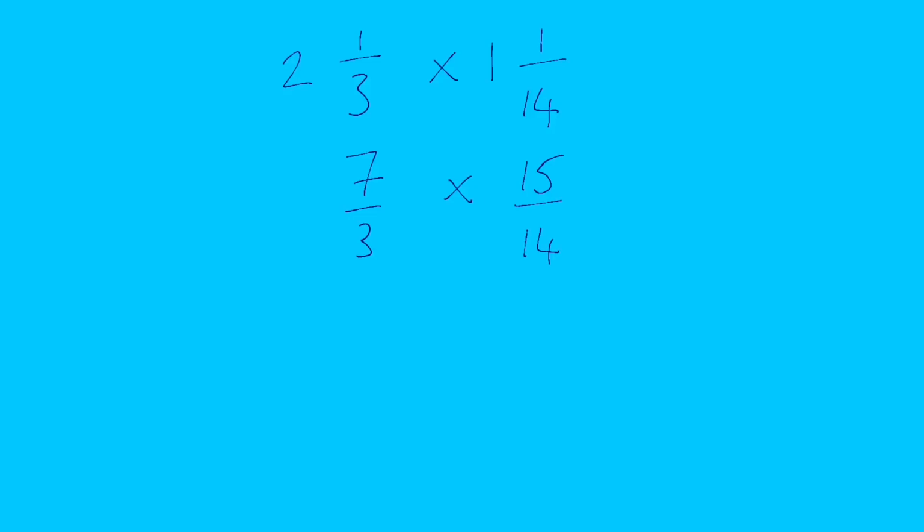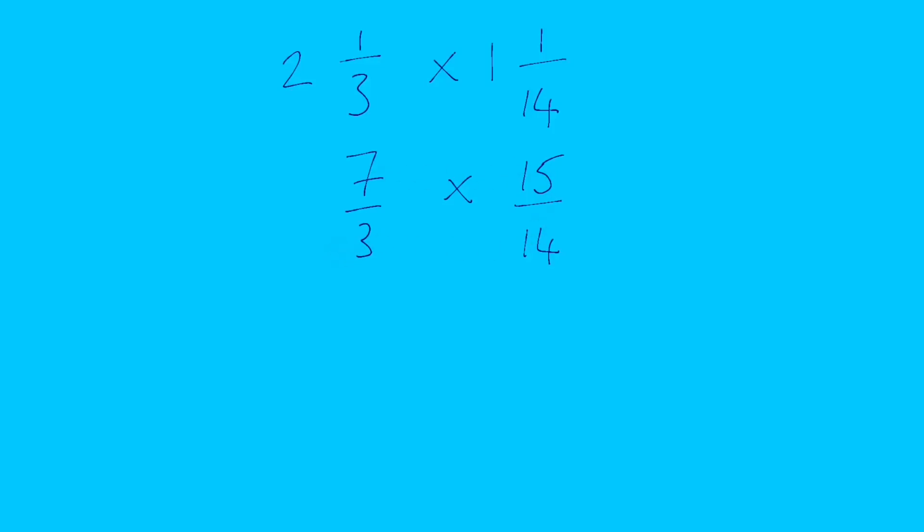So now what we normally do is we multiply the numerators together, so 7 times 15, and 3 times 14. However, you're going to get quite big numbers, and then at the end you're going to have to simplify. So can you remember the quick method I showed you earlier? What we do is we try and cancel down these two fractions before we multiply them. So it could be any numerator with any denominator.